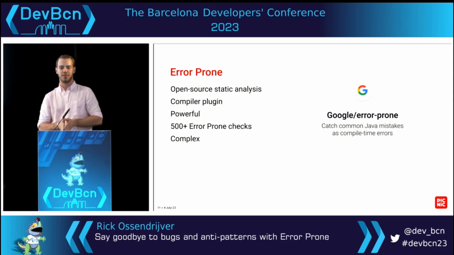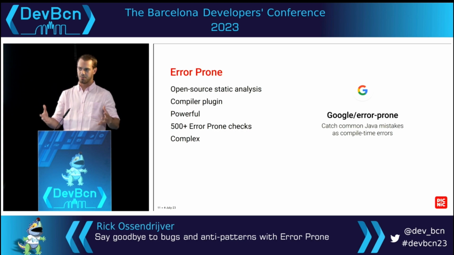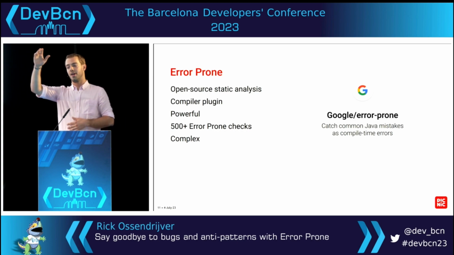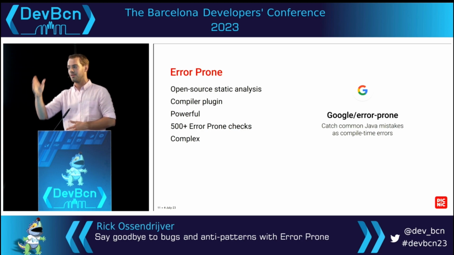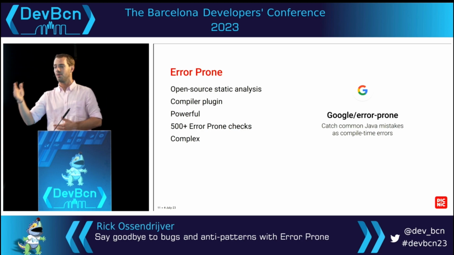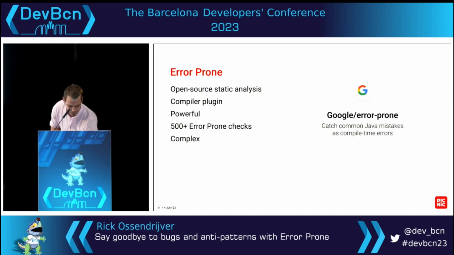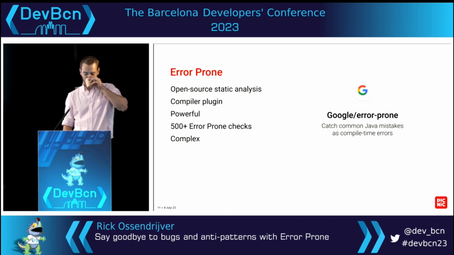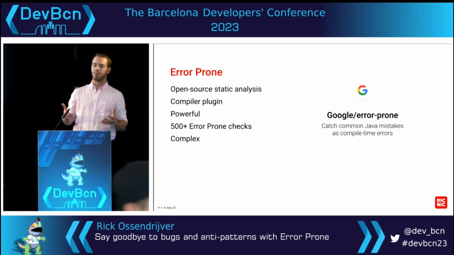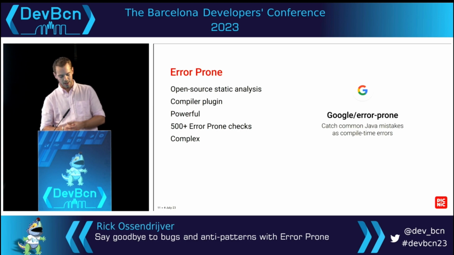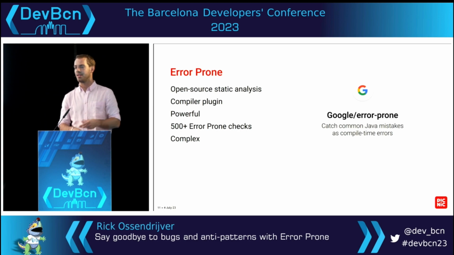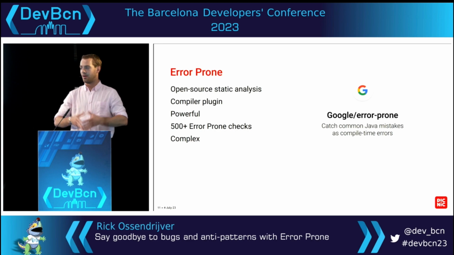So if you enable a specific bug pattern in your code, an error-prone check, it will go over your whole code base, find all the violations, and fix them all in one go. And that's what makes error-prone really powerful. Out of the box, there are over 500 error-prone checks provided by Google. They are categorized in 3 severities: error, warning, and suggestions. And you can configure them just how you want them to be configured.